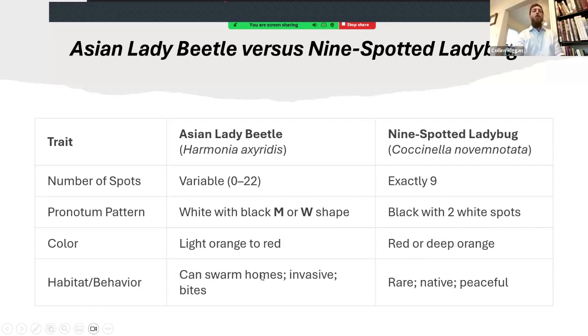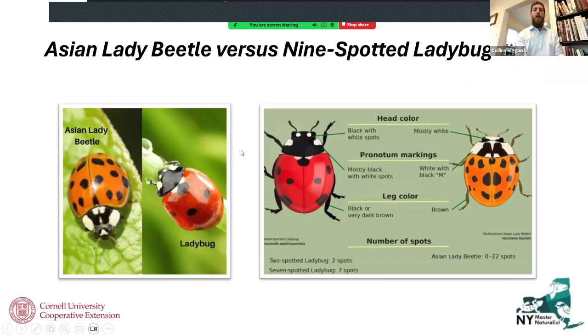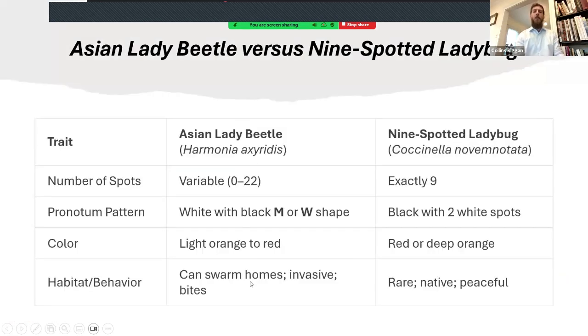Habitat and behavior: can swarm. They can be invasive. And it's very not typical for the ladybug, but the Asian lady beetle actually will bite humans. Now, you don't need to worry. It's not anything that's going to leave a welt. You're probably not going to feel it, but it can be slightly itchy. I wanted to share that because it just speaks to their behavior and their disposition. And then the native, that's going to be very peaceful, both to pretty much anything it's not trying to eat as well as humans, very docile.